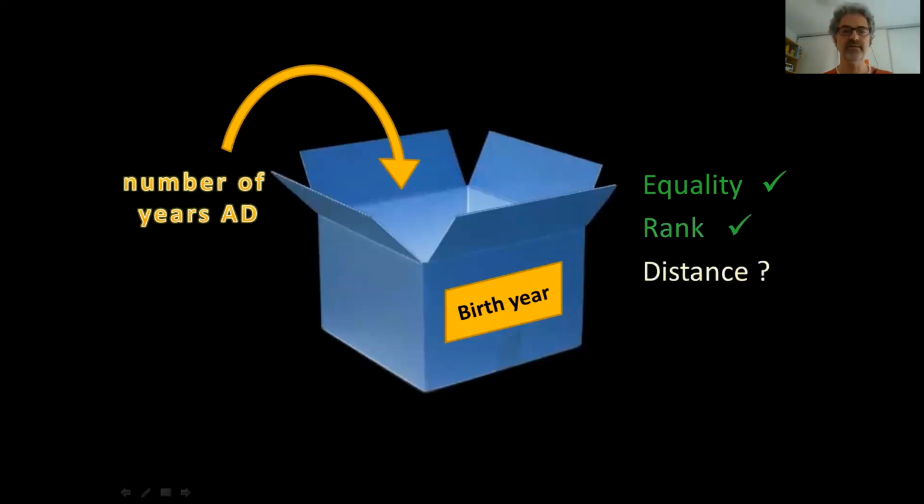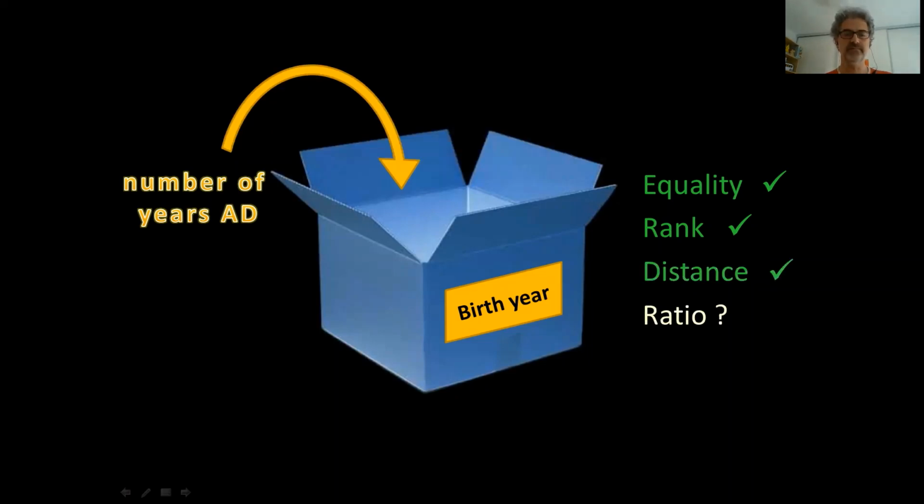Okay, how about distance? Can we talk about differences in birth year? Actually, we can. We can subtract the years, and the difference is how many years someone is older or younger than another. So there is meaningful distance, and we can derive that by subtracting. That makes a lot of sense.